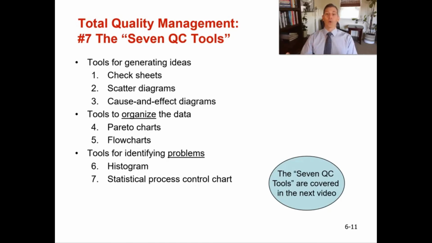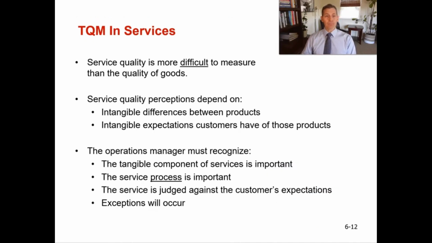It's just a sheer coincidence that there's 7 principles or concepts of total quality management, and then there's also 7 quality control tools. It's just a coincidence there's both 7 of each, but the 7 quality control tools is our next lecture recording. So let's conclude talking about total quality management.